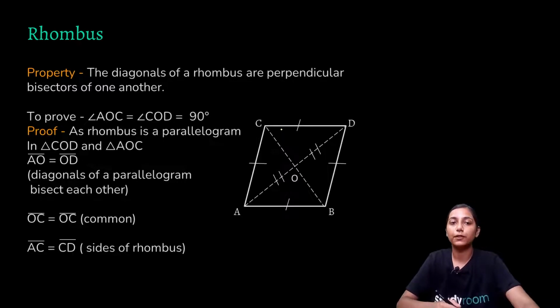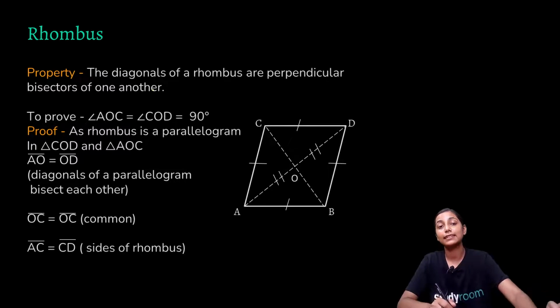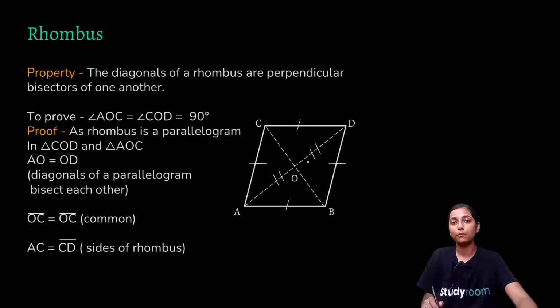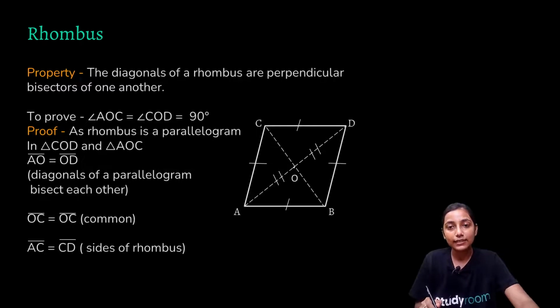So the property of a rhombus is that the diagonals of a rhombus are perpendicular bisectors of one another, right? All the other properties of a parallelogram are bound to be true for a rhombus also, but one of the properties for a rhombus is that the diagonals are the perpendicular bisectors of one another. In parallelograms, we know that the diagonals bisect each other at the point of intersection. So these are the bisectors, but for a rhombus, these are also the perpendicular bisectors of one another.